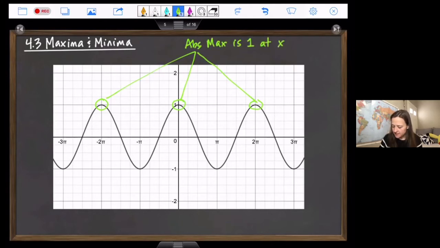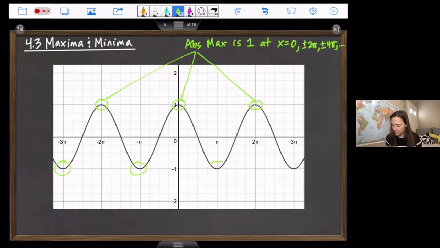And that's at x equals, let's see, it happens at 0. And then it happens at every even multiple of pi. So we'll say plus or minus 2 pi, plus or minus 4 pi, we're going to assume. And then we'll kind of say, you get the idea. It keeps having this repeatedly. Likewise, the absolute min happens repeatedly.